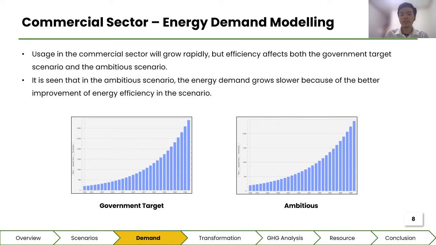The reason why the ambitious scenario looks better is that, like in the previous sectors, the energy demand grows slower because of the better improvement of energy efficiency in the ambitious scenario compared to the government target scenario.